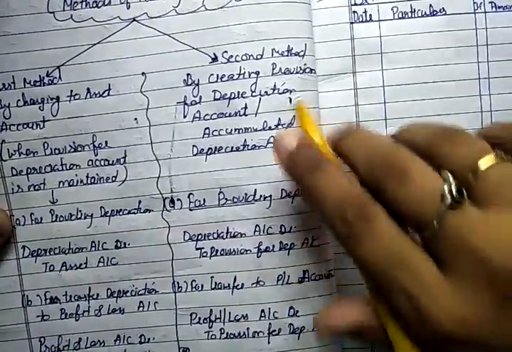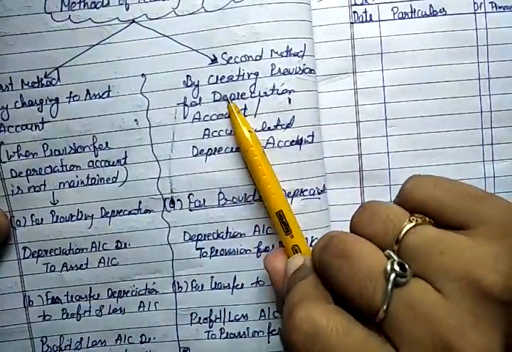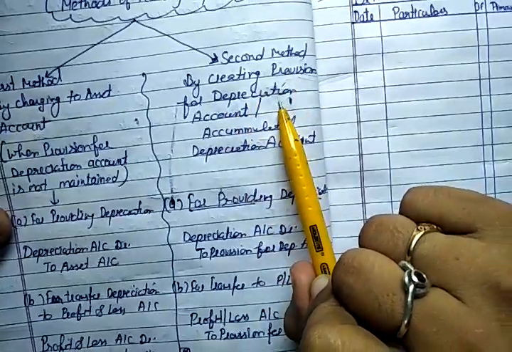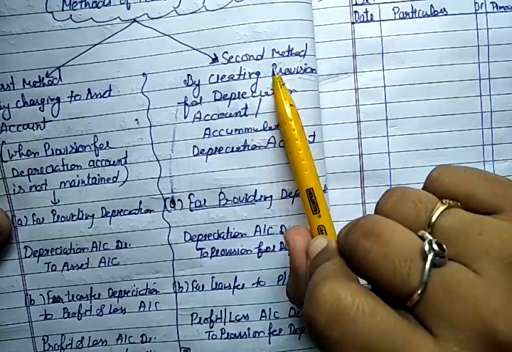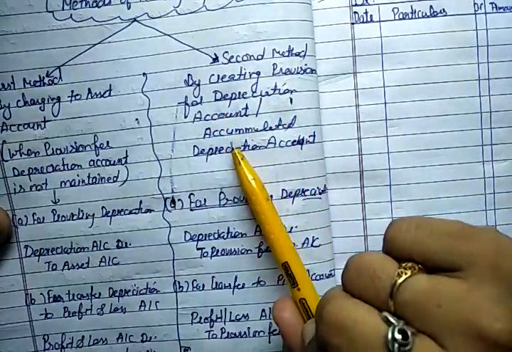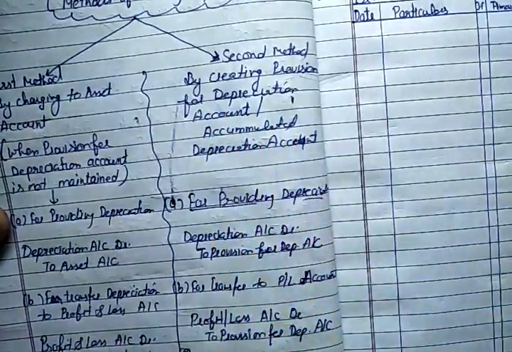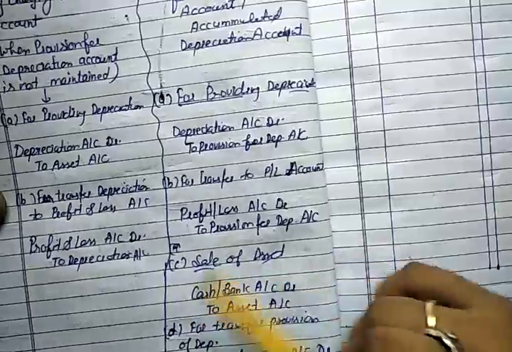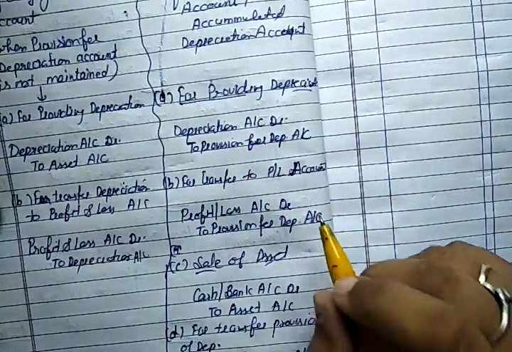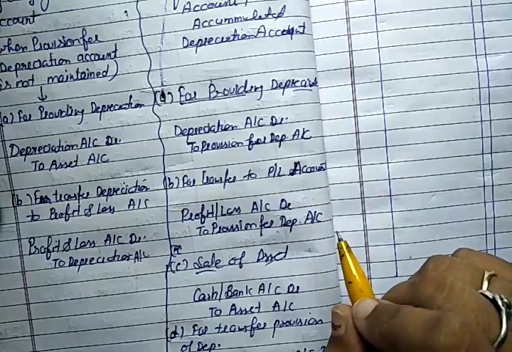Now students, come to the second method. Under the second method we prepare a different account, which we call the provision for depreciation account, also called the accumulated depreciation account. So in this, two accounts are opened. First is the asset account and second is the provision for depreciation account.